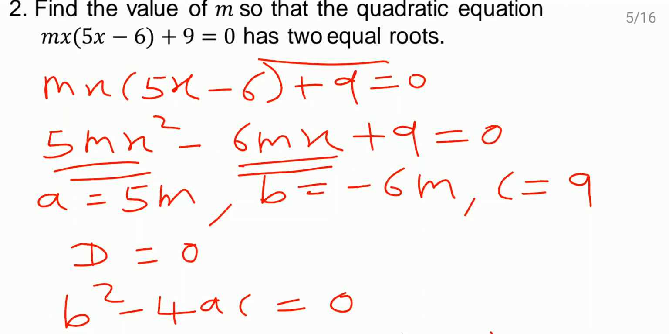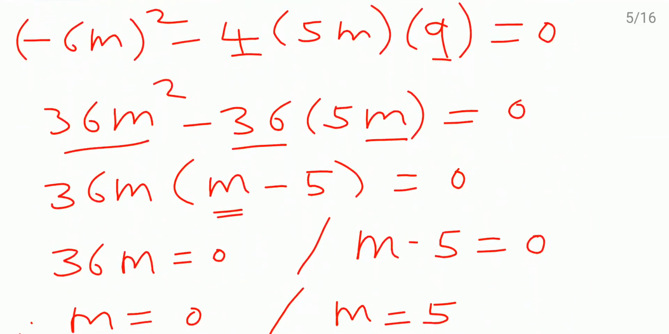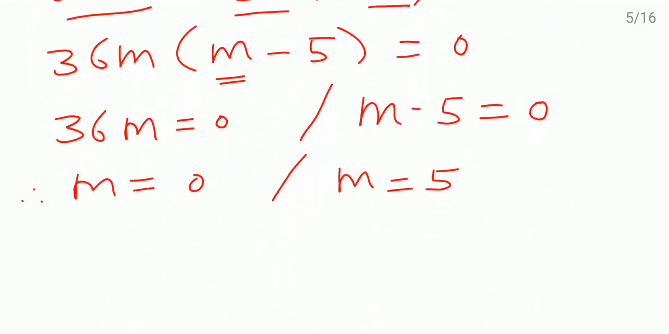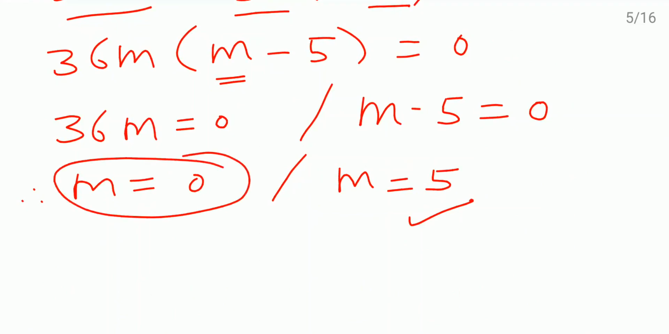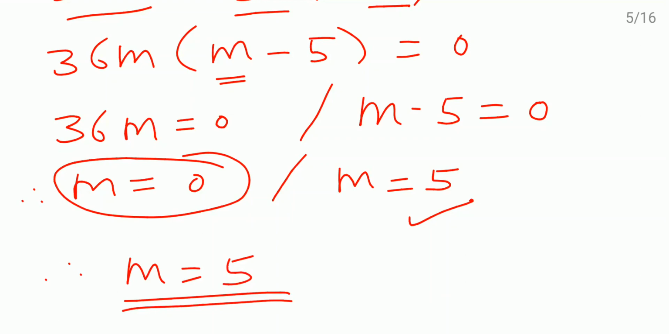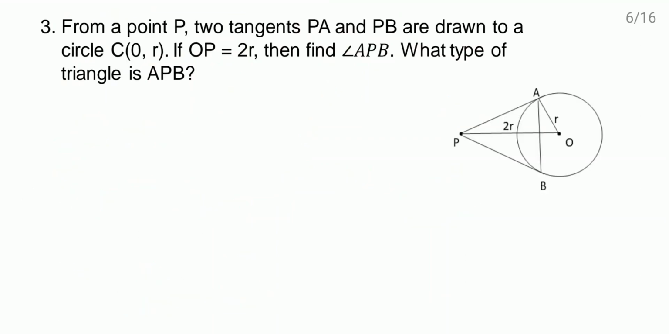So which is the right value for m? The right value for m is equal to 5. Correct? So this value we can say it is not valid or invalid. So the value of m is, therefore, m is equal to 5. Okay. Let us go towards another question.